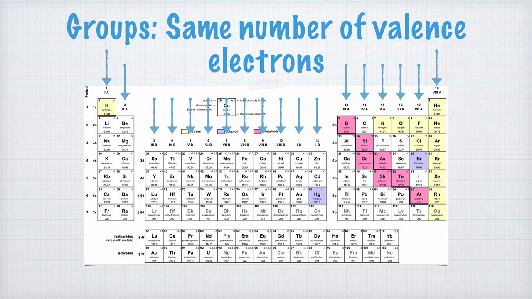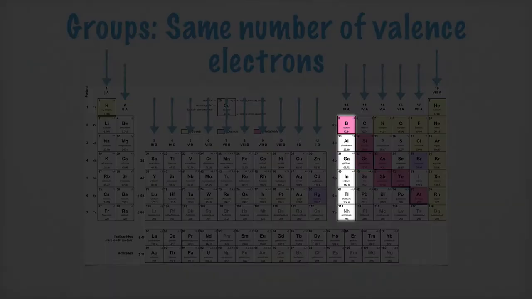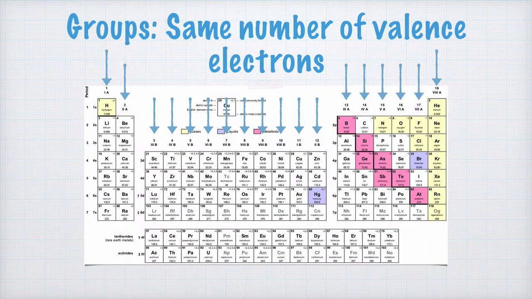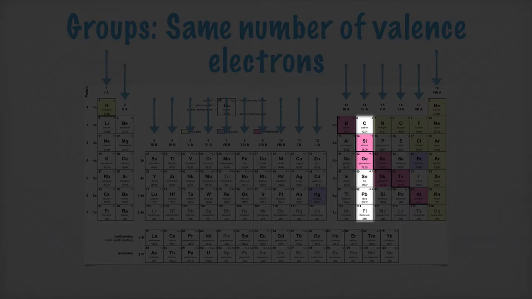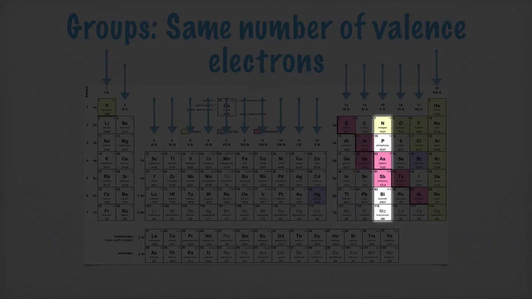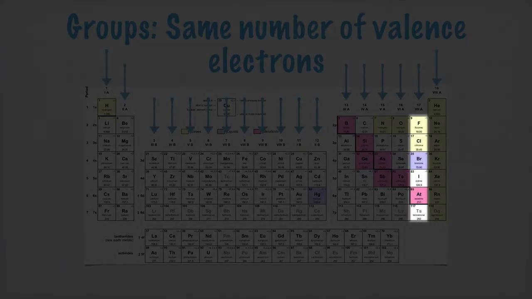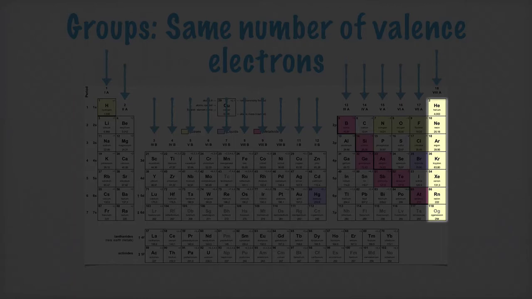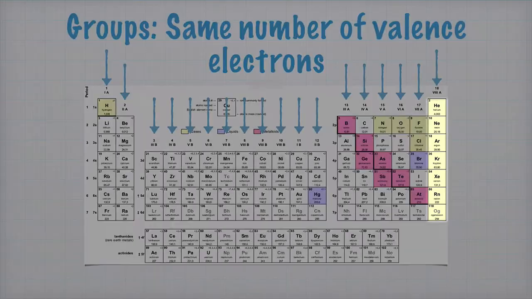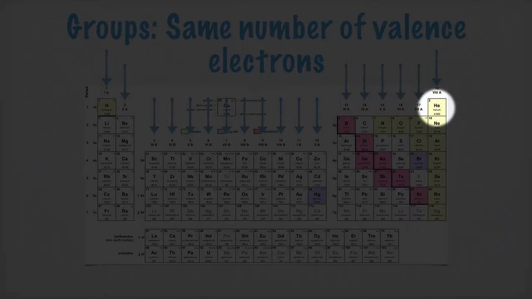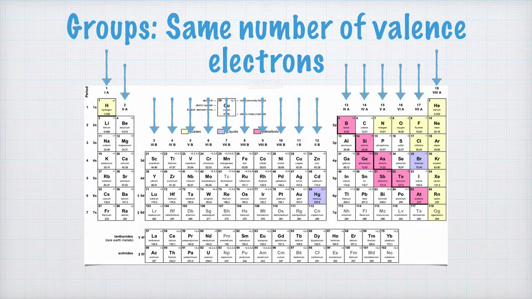We'll skip forward somewhat to group 13, where all the elements have 3 valence electrons. Group 14, where they have 4. Group 15, where the elements have 5 valence electrons. Group 16 with 6 valence electrons. Group 17 with 7. And then finally group 18, where all the elements have 8 valence electrons, except helium, where there are only 2. And why it is like that, I'll tell you in my video about the noble gases.